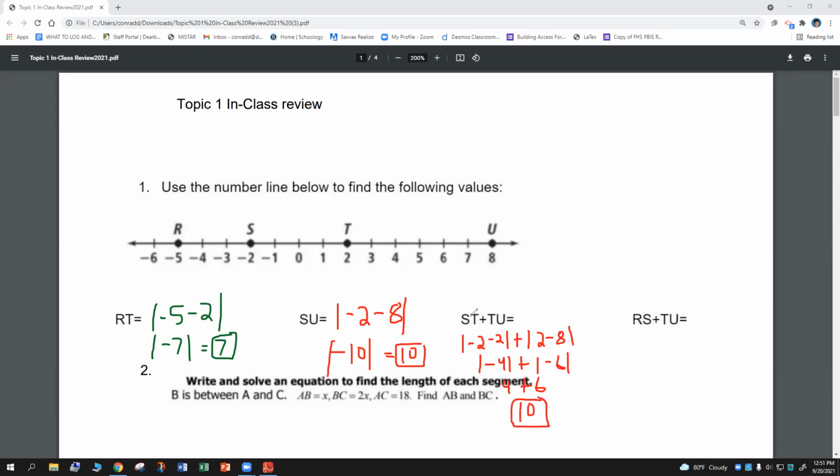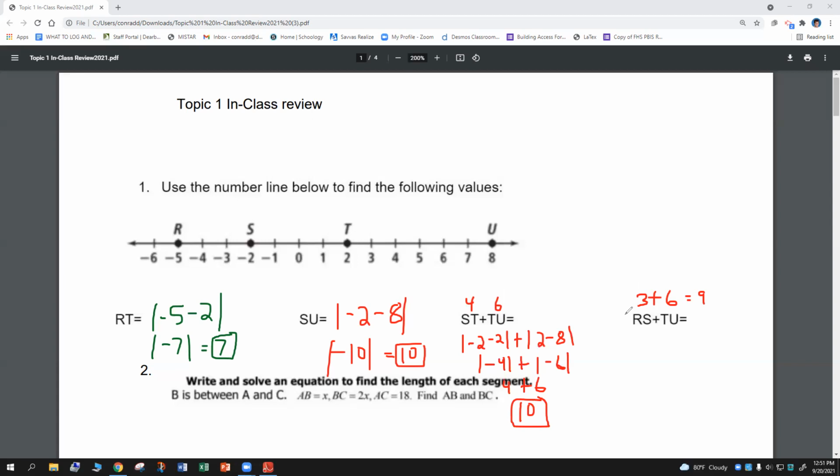So the distance from S to T is 4. The distance from T to U is 6. So if we add them, we get 10. And then the last one, RS. So that's 1, 2, 3. So if we just count, that's going to be 3. And then plus TU, if we just count that one, that's going to be 1, 2, 3, 4, 5, 6, which is going to give us a total of 9.